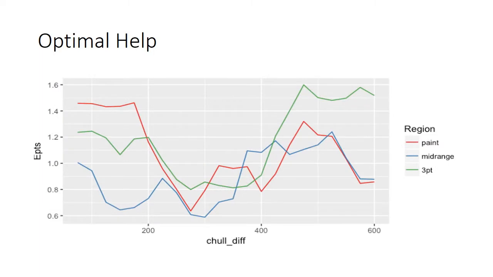So how do I then use that to determine the optimal amount of help a defense should have? You can see in these three scenarios where we have the ball handler in the paint, the ball handler in mid-range, and the ball handler at the three-point line. It's pretty messy, but around a 300 difference between the two ended up kind of being the sweet spot of minimizing. Remember, we're trying to minimize that expected points value on the y-axis. And so a convex hull difference of 300 is what I'm going to use to define the optimal help defense for the next scenarios I'm going to show you.